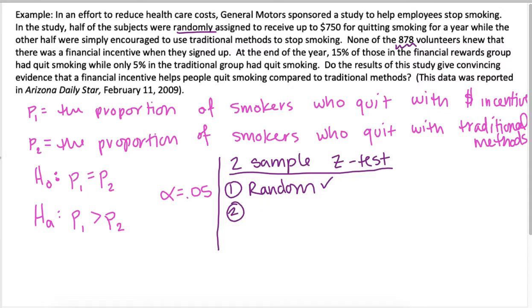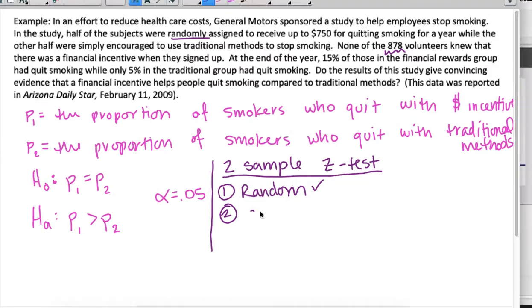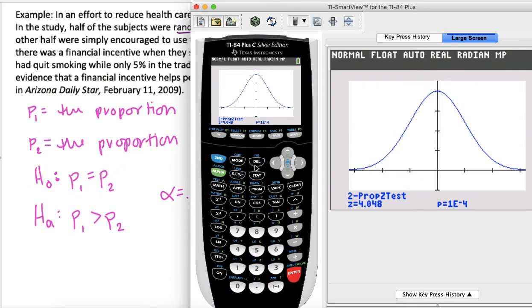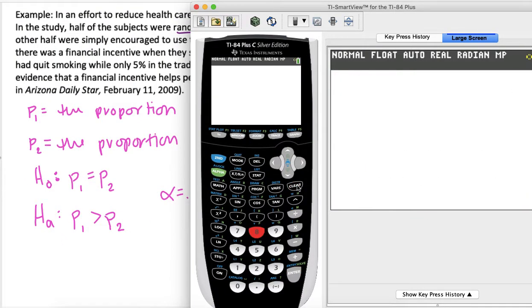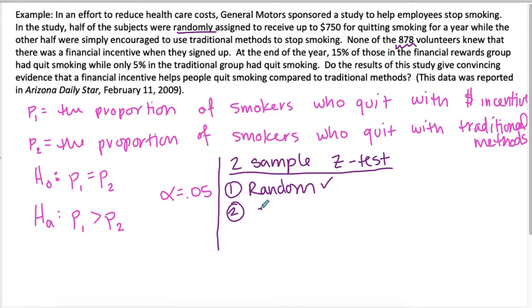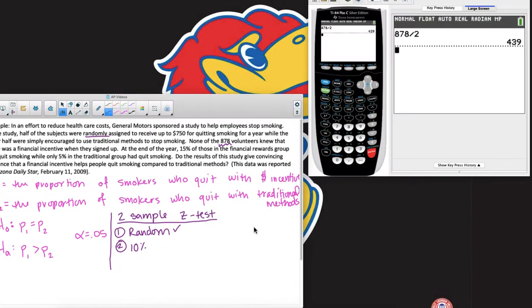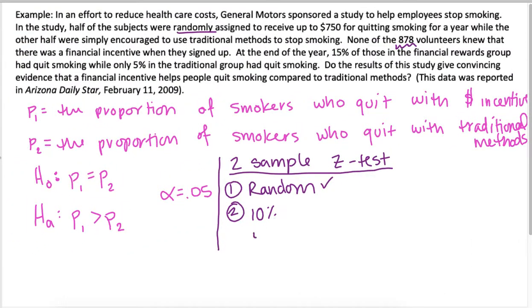10%, again, if we had our 2 groups here, so 878 divided by 2, so we have 439 in both groups. I mean, at this point, each person should be independent of the other, so one person stopping doesn't affect the next, but we can check that too, and we have 439.